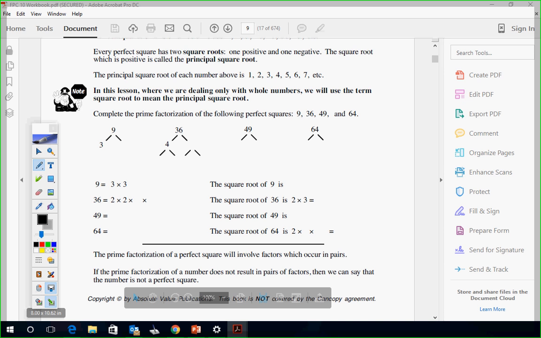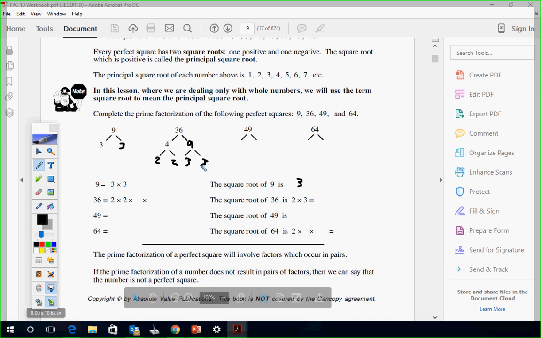So 9, we just complete that to 3 times 3. That's as far as we can go. The square root of 9 is 3, because it's a pair of 3s. Number times itself, like Luke said. So 36 is 4 times 9. Okay. 2 times 2 and 3 times 3.